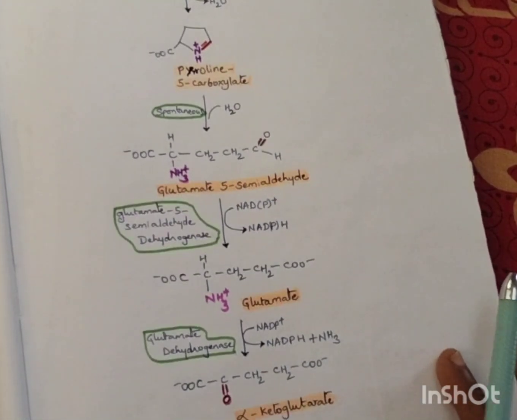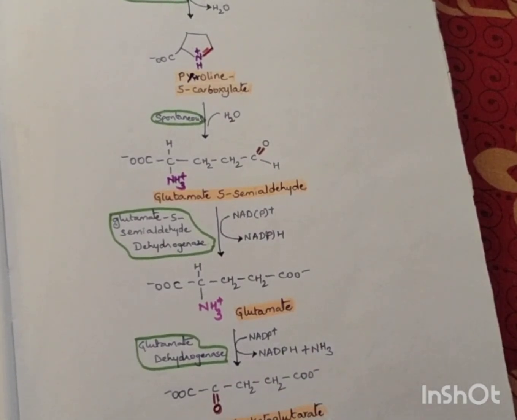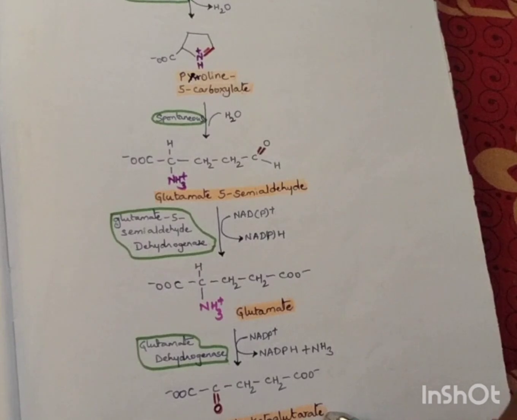Glutamate, in the presence of glutamate dehydrogenase, forms alpha ketoglutarate, which is an intermediate product of the TCA cycle.